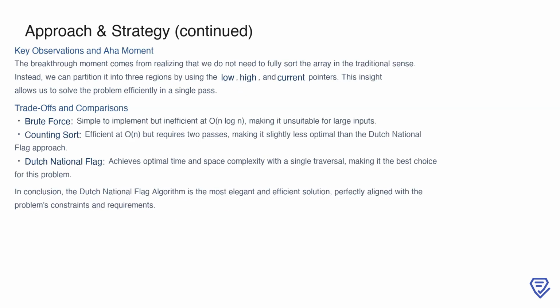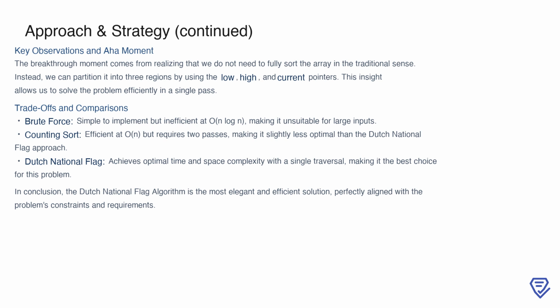The key to understanding why the Dutch national flag algorithm is so effective lies in the insight that we don't need to perform a full traditional sort. Instead, by partitioning the array into 3 regions using the low, high, and current pointers, we can efficiently organize the elements in a single traversal. This insight is the true breakthrough moment for solving this problem optimally.